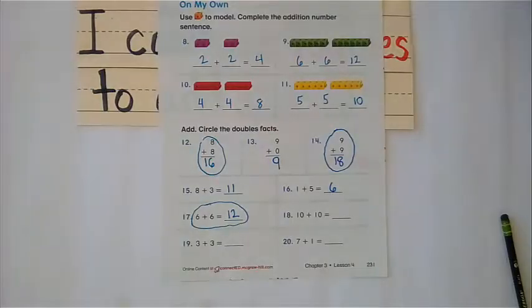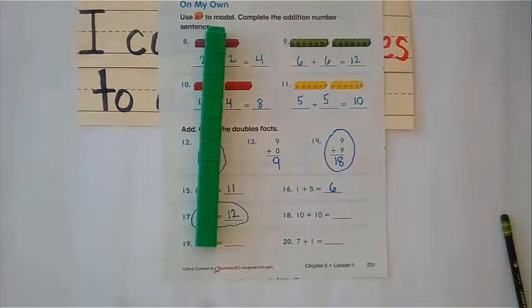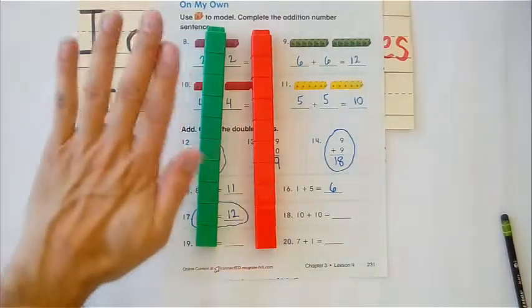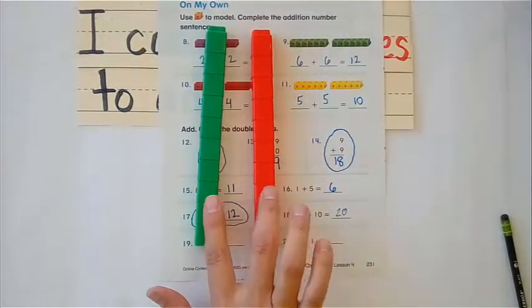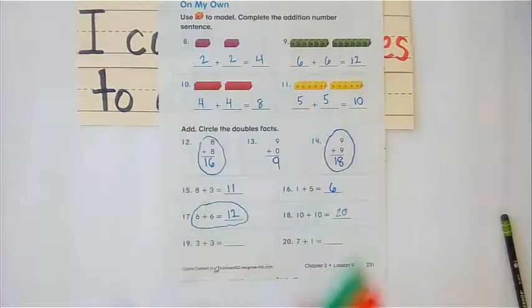How about 10 plus 10? Well, I know that I could use my blocks. I could say 10, and 10 more is what? 20. Very good. If you count all of those, it makes 20. Or you could just count by tens.